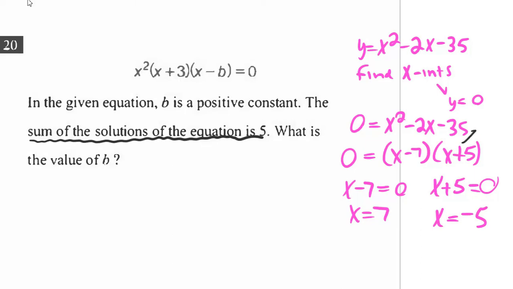At this top stage, these are called the factors. And at this bottom stage, these things are called roots, x-intercepts, solutions, and zeros.